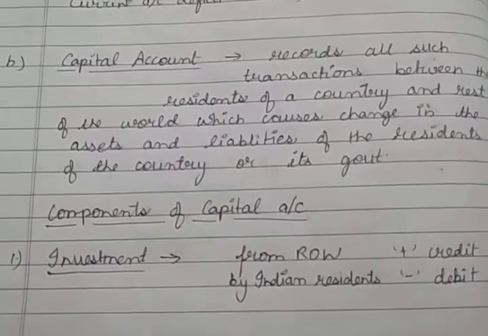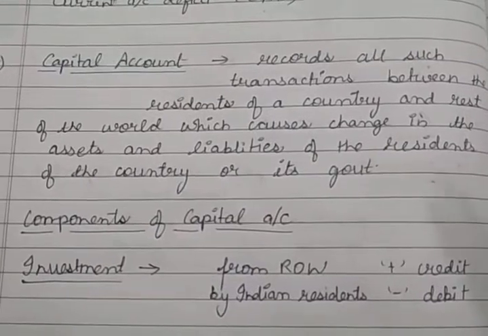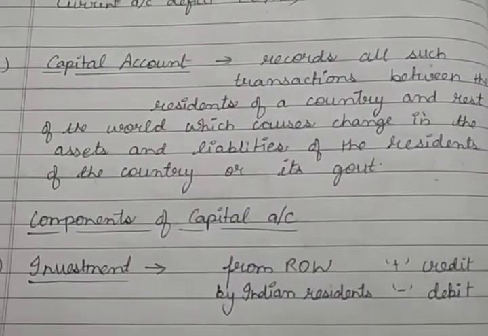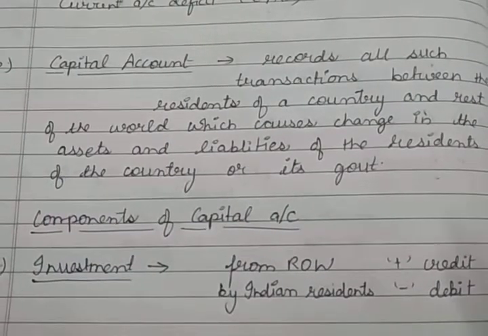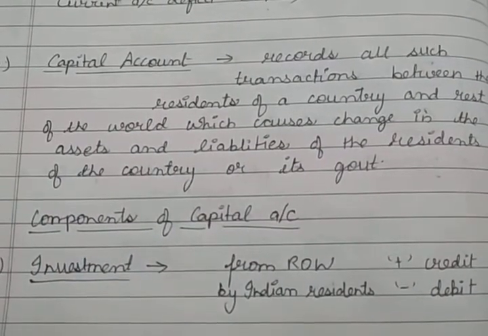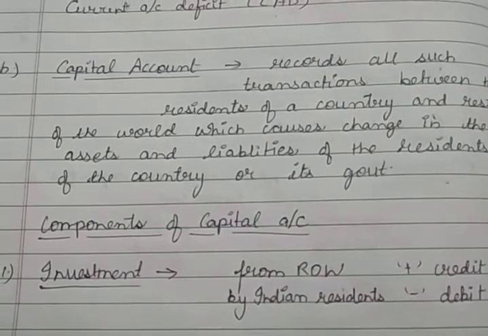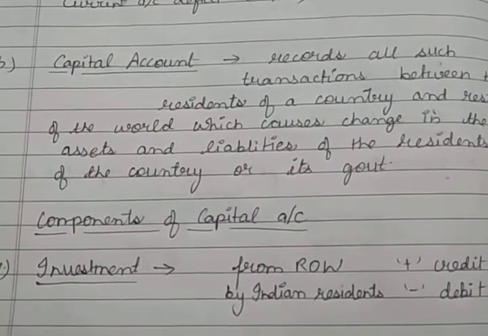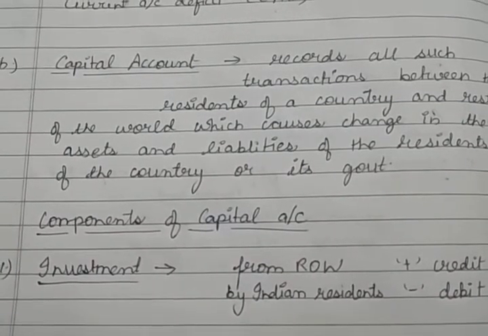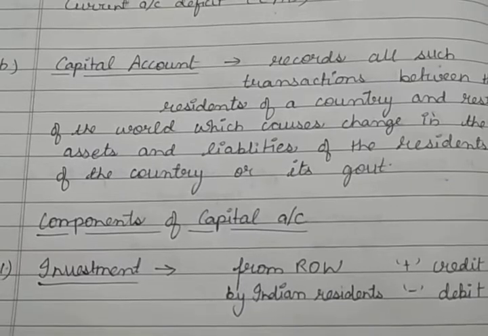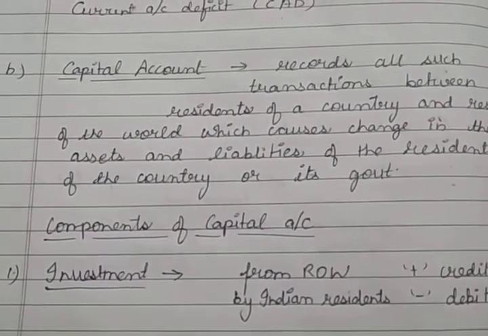Morning students. Yesterday we started the chapter balance of payments, and in that chapter we started the components of the balance of payments account. So all transactions in the BOP can be grouped into two main accounts. First one is the current account, which we have already discussed. Current account refers to an account which records exports and imports of goods and services and the unilateral transfers during a given period of time.